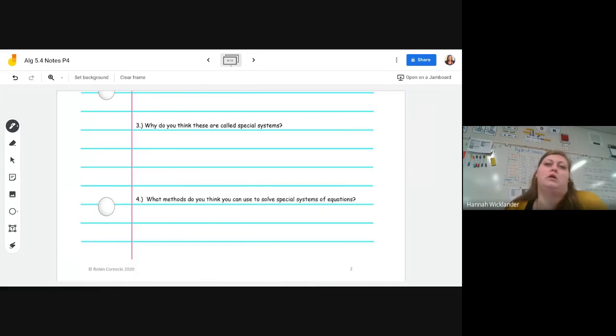Why do you think these are called special systems? So why are they called special systems of equations? Because it's rare that we have the same line or infinitely many solutions or no solution. It only happens occasionally and it's a unique situation.